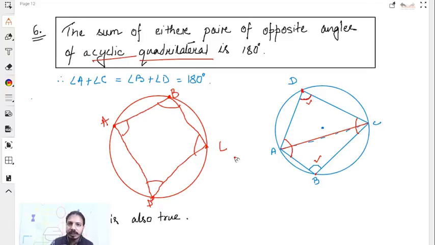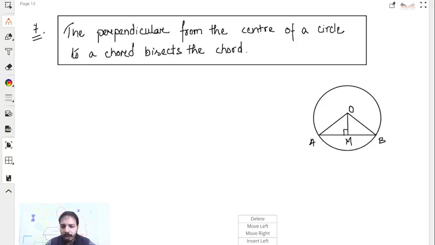And the converse is also true. That means if I have a quadrilateral, the converse is important. If I have a quadrilateral and the sum of the opposite angles is 180, then all the 4 vertices of the quadrilateral are concyclic, right? That means they lie on the same circle. So this is also very, very important, and there are a lot of applications of this. Let us go to the next one.